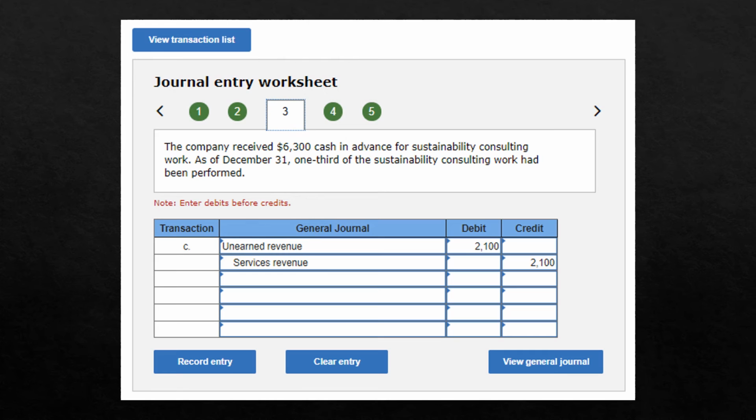The next step is to figure out how much money is going to be used. Take the original amount, which is $6,300 on my problem, and divide it by 3 to get the correct amount to use. We do this because only 1/3 of the work has been done. That got me a total debit of $2,100 and a credit of the same amount. This finishes off the third part of this problem.